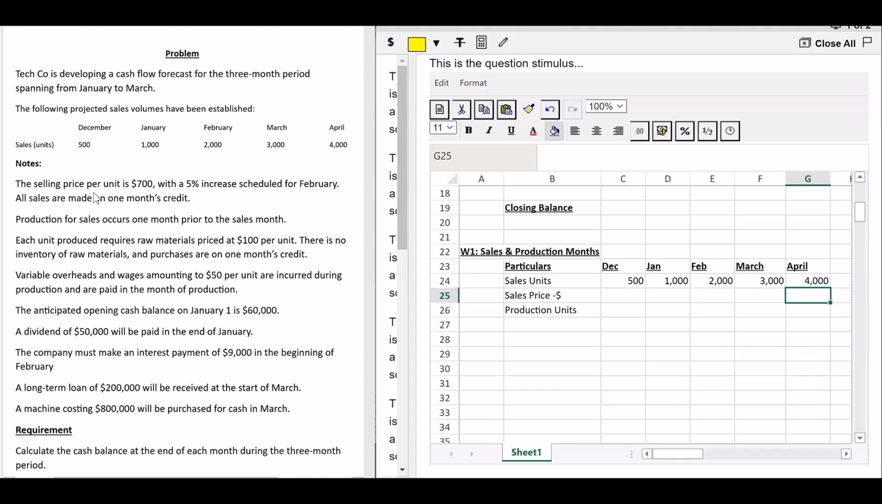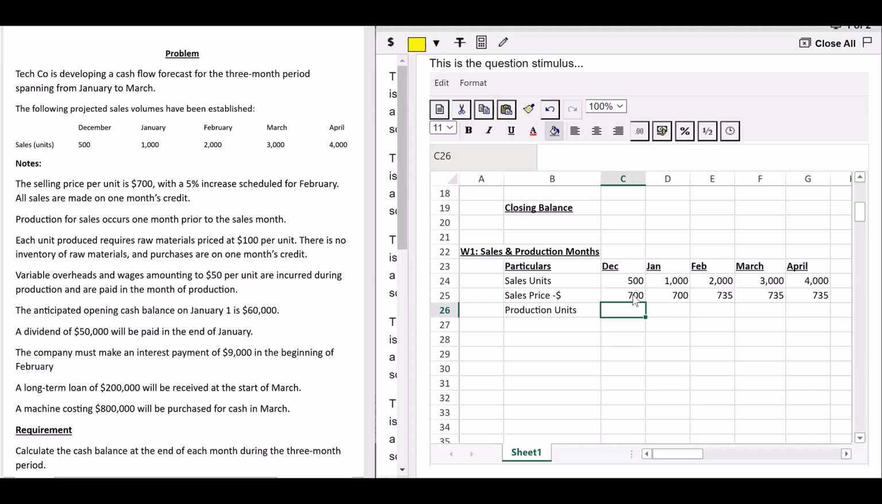The selling price per unit is $700. So let's mark it all 700 and again 700. What does the question say? With a 5 percent increase for January, there is only one single increase, which means that the increased price of 735 stands for the next 2 months, both for March and April.